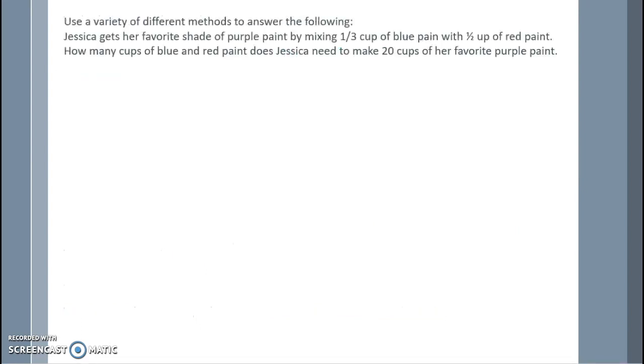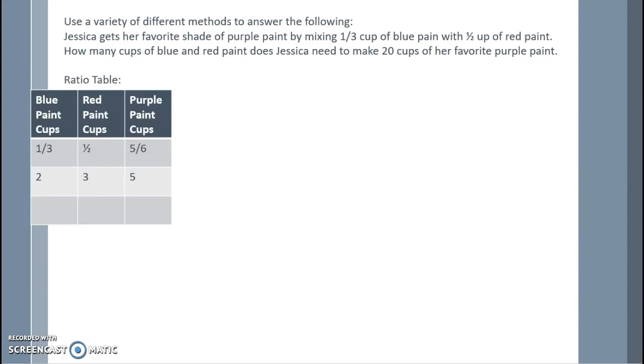Use a variety of different methods to answer the following. Jessica gets her favorite shade of purple paint by mixing a 1/3 cup of blue paint with a 1/2 cup of red paint. How many cups of blue and red paint does Jessica need to make 20 cups of her favorite purple paint? Let's start with a ratio table.